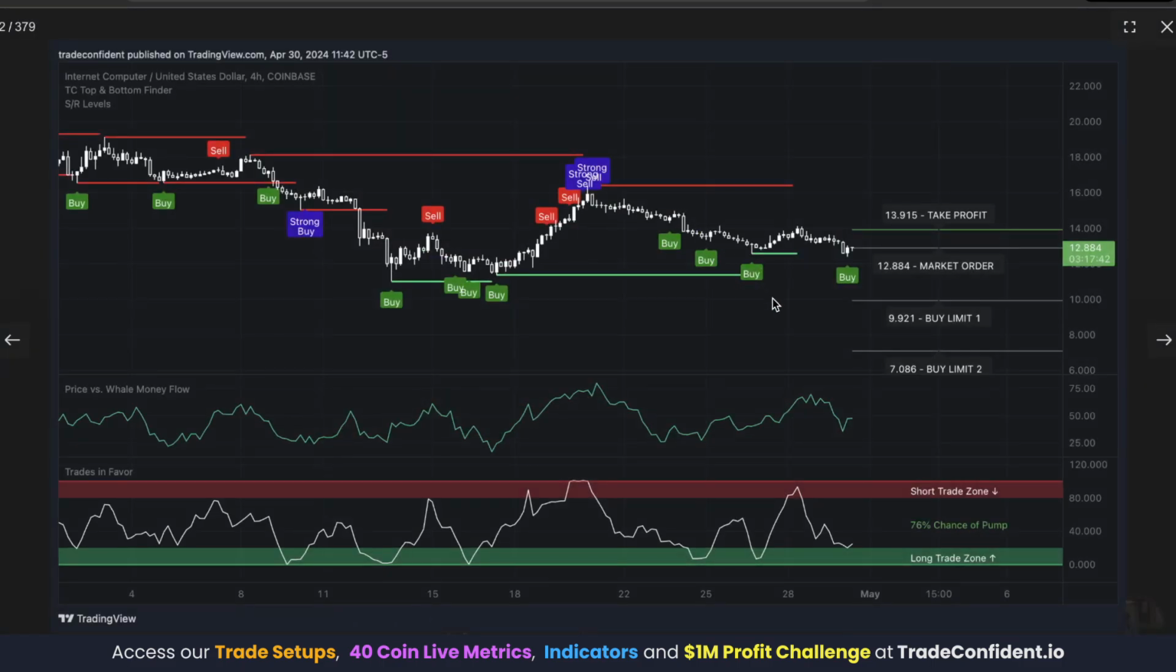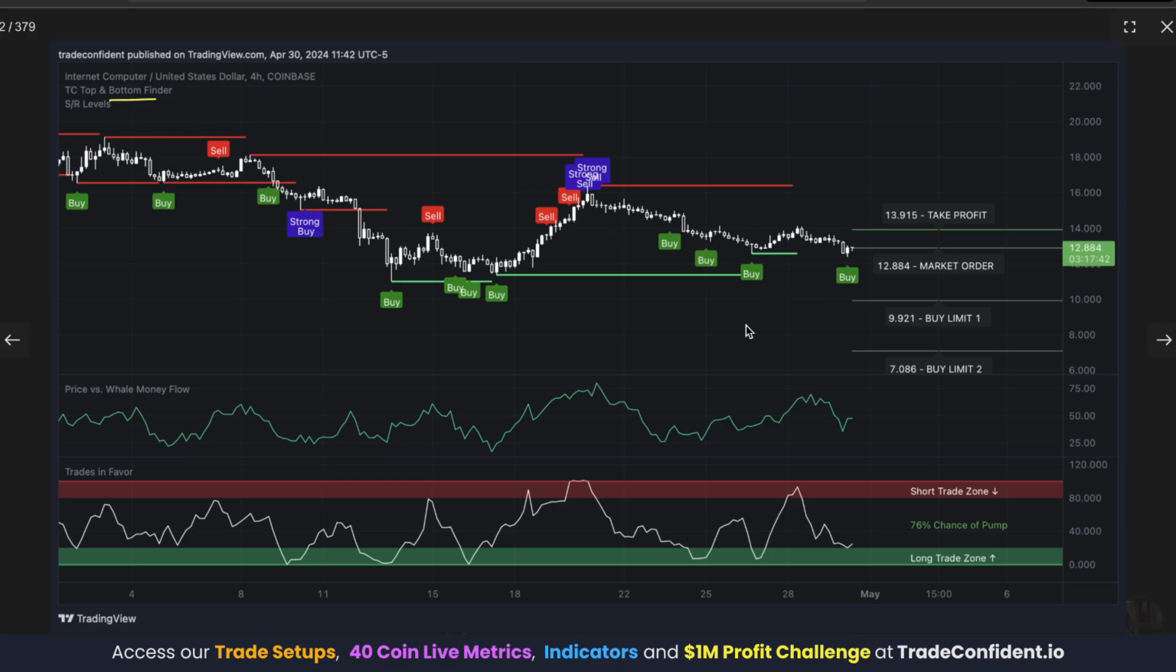Clicking here, you're going to see we entered when we saw a buy signal, price versus whale money flow low, and a touch into the long trade zone here on the trades in favor indicators. This is the bullish trifecta that we use to enter our trades, and we combined it with our risk management built into the TC top and bottom finder.